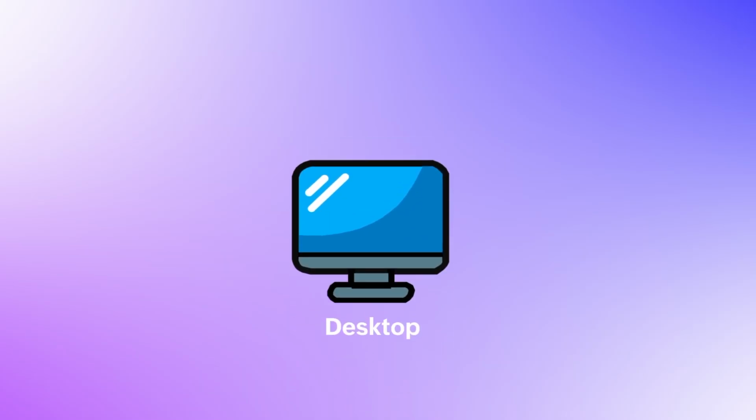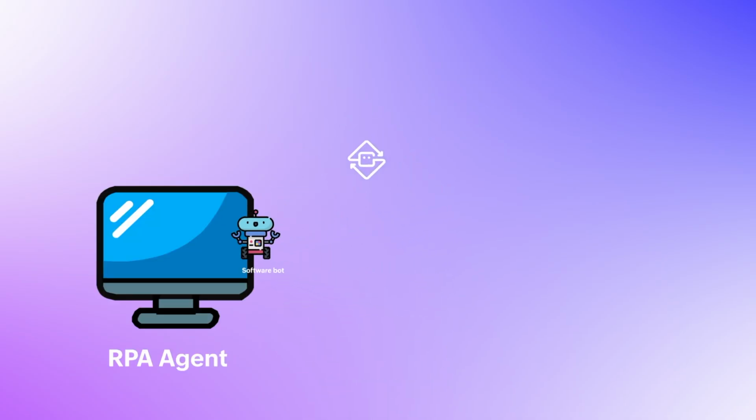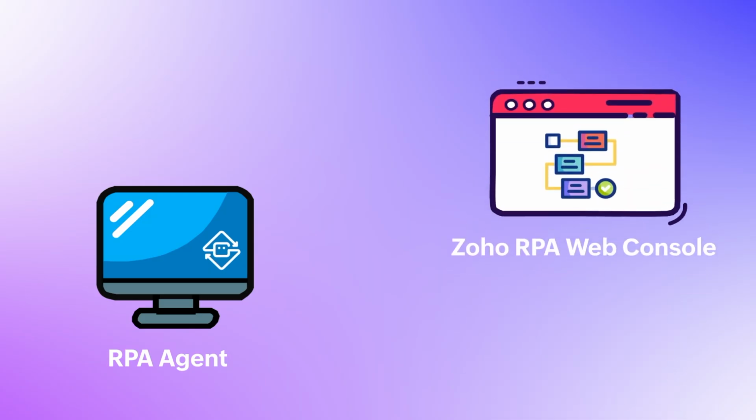Put simply, it's a program that runs on your desktop. Think of it as a software robot that sits right on your desktop and automates the tasks that you build in your workflows. Every machine that you want the automation to run on needs an RPA agent installed. It acts like a bridge between your desktop machine and the RPA server.